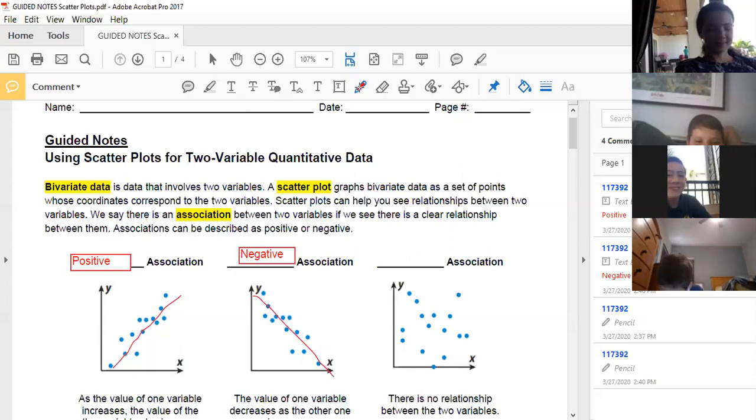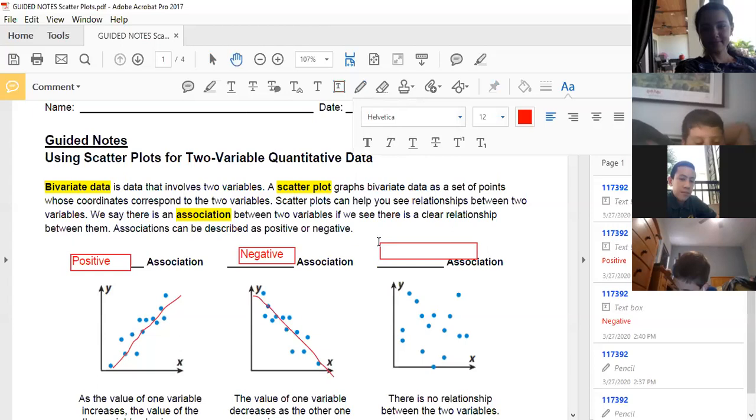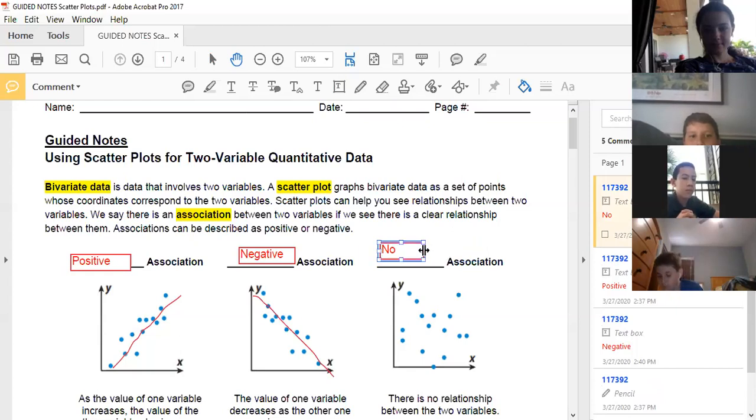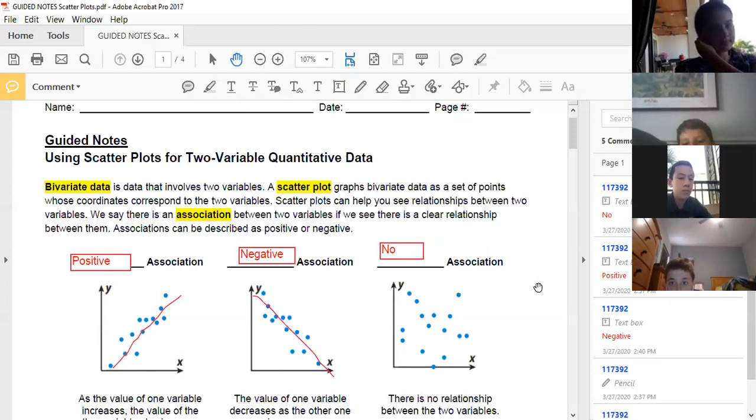All right. And then finally, the last association that we have on our little scatter plot here. Ella, tell me what you notice about the dots here. They're all over the place. Right. So if we've got no apparent trend to our dots, then we would say that there is no association. Okay. There's nothing that's linking X and Y together. Okay. Any questions so far?